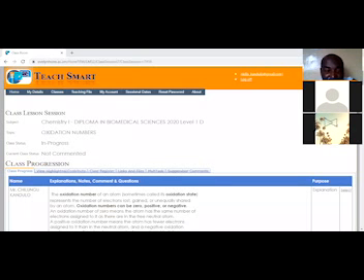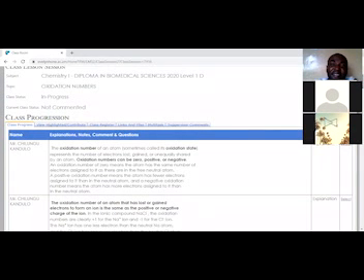Our topic for today is oxidation numbers. The oxidation number of an atom is sometimes called the oxidation state. It represents the number of electrons lost, gained, or unequally shared by an atom.